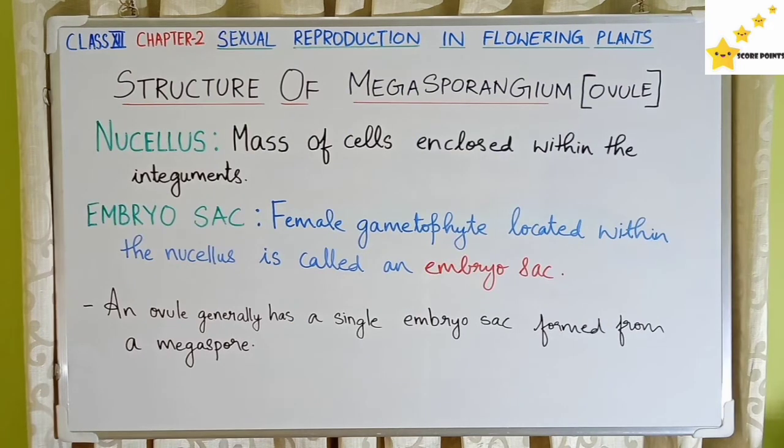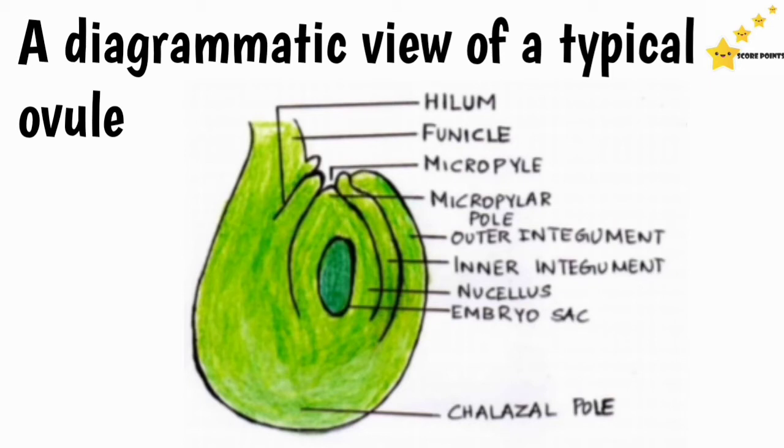Mass of cells enclosed within the integuments, it's nucellus. The female gametophyte located within the nucellus is called an embryo sac. An ovule generally has a single embryo sac formed from a megaspore. So we can learn the structure of megaspore and embryo sac in detail. Now we can see the diagrammatic view of a typical anatropous ovule showing all the parts of ovule.